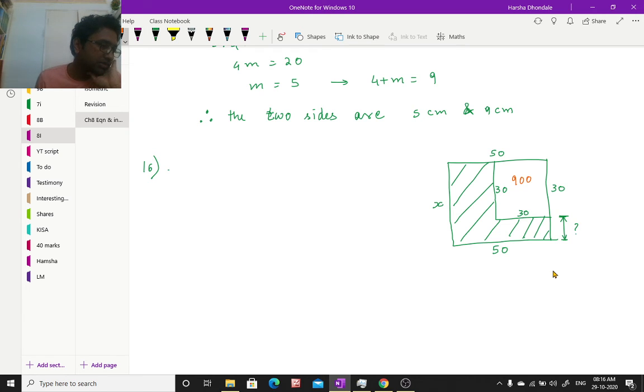Are the measurements in centimeter? Does it say anything? He doesn't say anything about the measurements in centimeter, meter, inches, nothing. So anyway, I'll take this as 900, the area of this. And then the area of this is equal to the area of the shaded region.